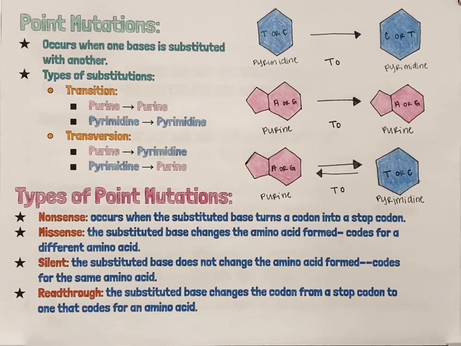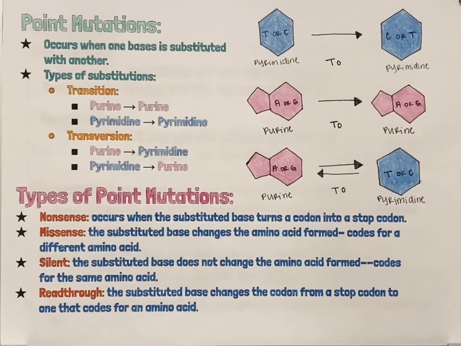There's two different types of substitution: a transition, which can be a purine to a purine, like A to a G or a G to an A, or a pyrimidine to a pyrimidine, like a T to a C or a C to a T. And then we have transversions, which is a purine to a pyrimidine, or pyrimidine to a purine. So we could go, for example, from adenine to cytosine, or thymine to guanine.